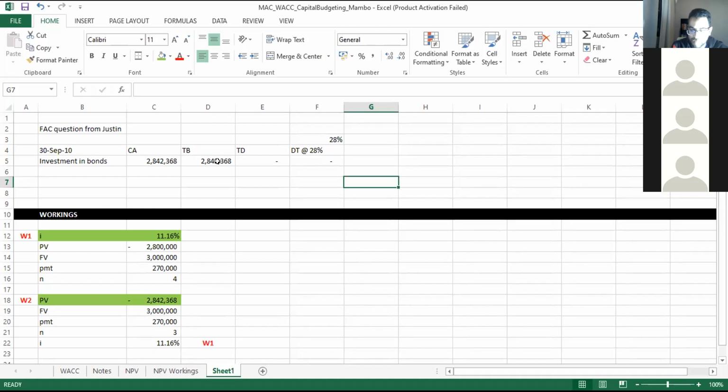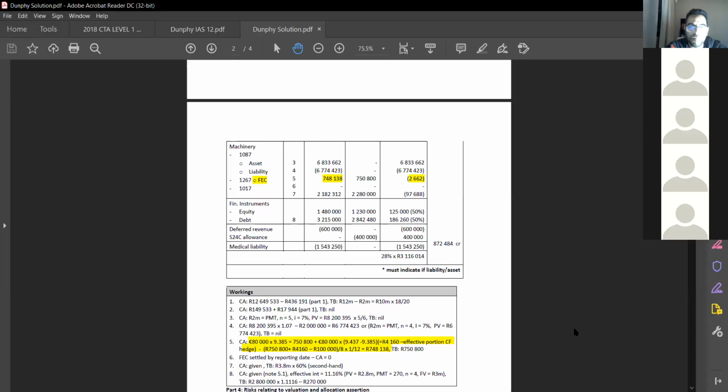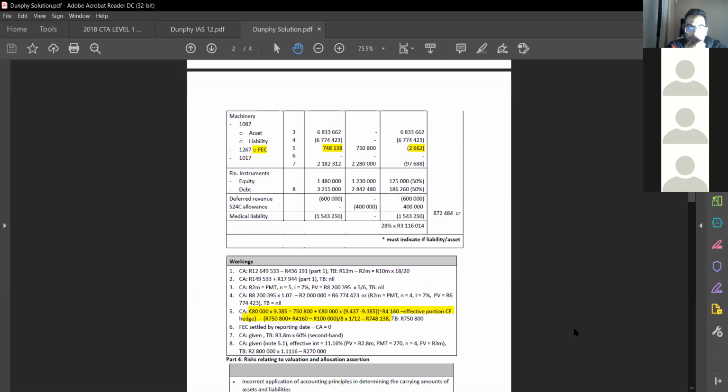I think the entry, the I, is fine, but I think on the carrying amount there is a difference there. So maybe I can share my screen or share the solution on WhatsApp. Yeah, you can share your screen. Okay. So this is the tax. This is the carrying amount on the debt, which is 3215. And the tax base is 2842.